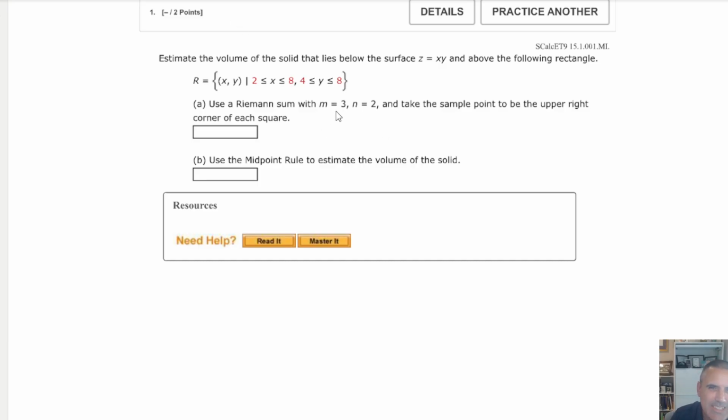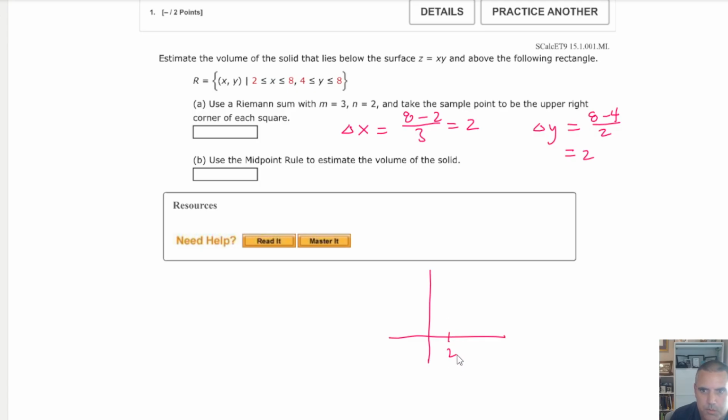Okay, so I believe what they mean here is that delta x is going to be 8 minus 2 over 3, which is 6 over 3, which is 2. And delta y is 8 minus 4 over 2, which is also 2. And for each of these, x goes from 2 to 8, y from 4 to 8.